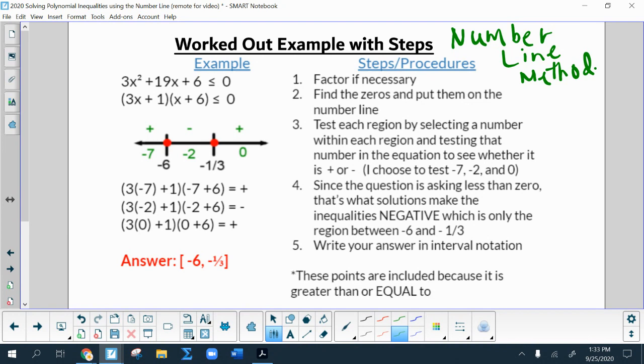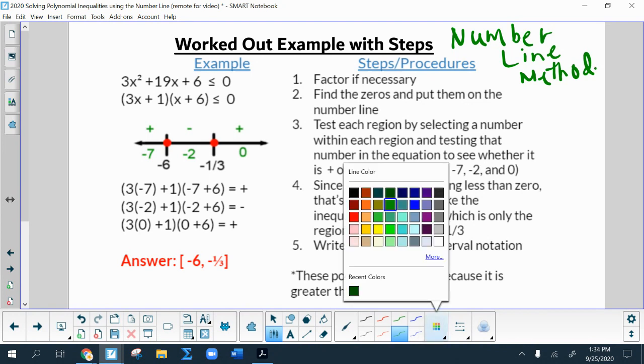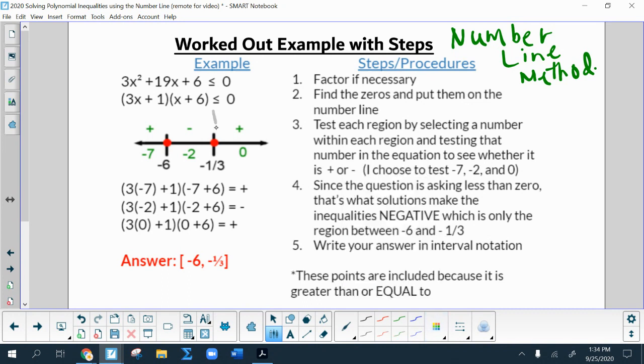Step 3 is to test each region by selecting a number within the region, and you test that number in your original equation to determine if the value you get is positive or negative. So is the value you get above the x-axis or below the x-axis? So we have 3 regions in this case that we're checking. So we have this region to the right of -1/3, the region between -6 and -1/3, and to the left of -6.